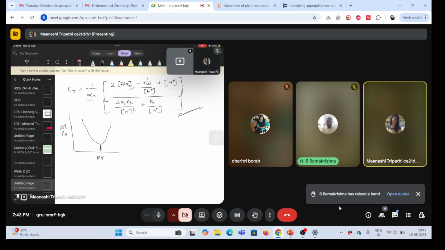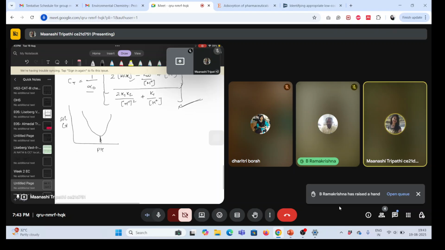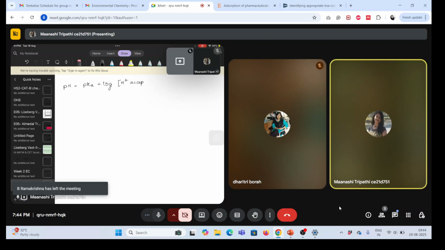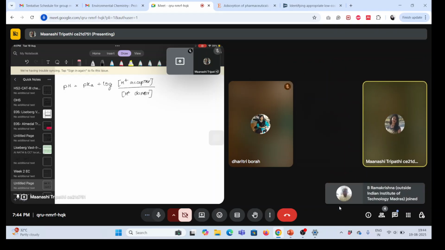Okay, and we have already studied the Henderson-Hasselbalch equation. I will write this equation again. This is to calculate the buffering capacity: pH is equal to pKa plus log of H plus acceptor divided by H plus donor. If we write it in this form, this will be the most basic: H plus acceptor minus H plus donor.